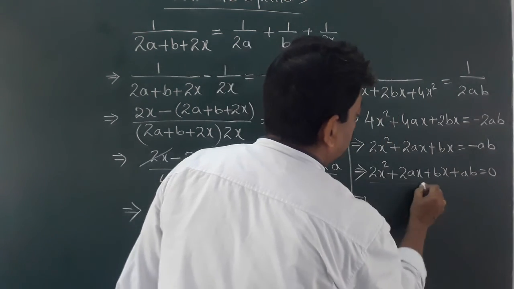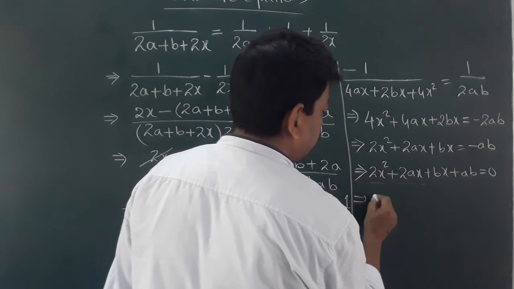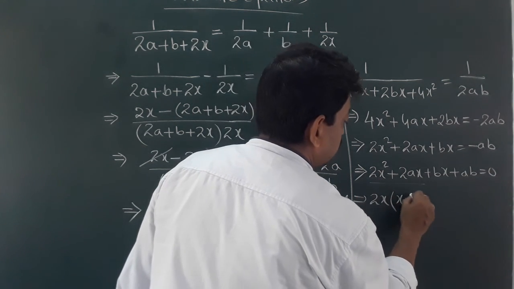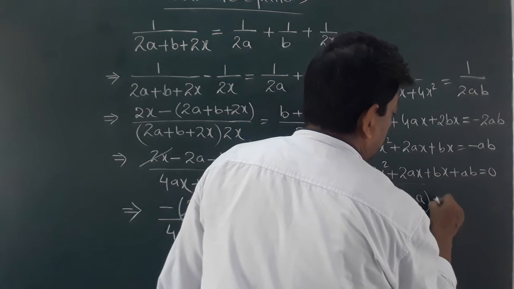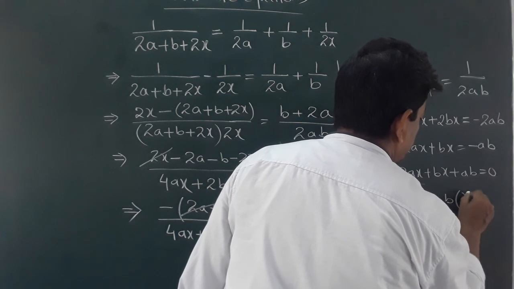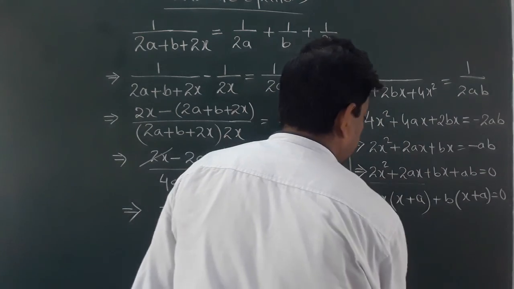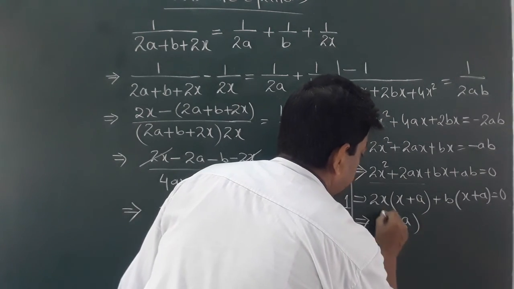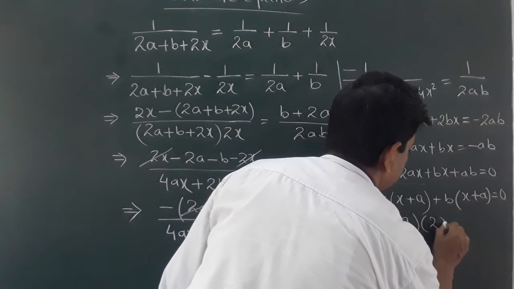So from these two, the common factors are 2 and x. If I am taking 2x common, then here x and here 2x is taken common, so a will be left. And between these two, only b is common. So 2x plus b into x plus a equals 0. So here two factors are obtained, x plus a and 2x plus b.